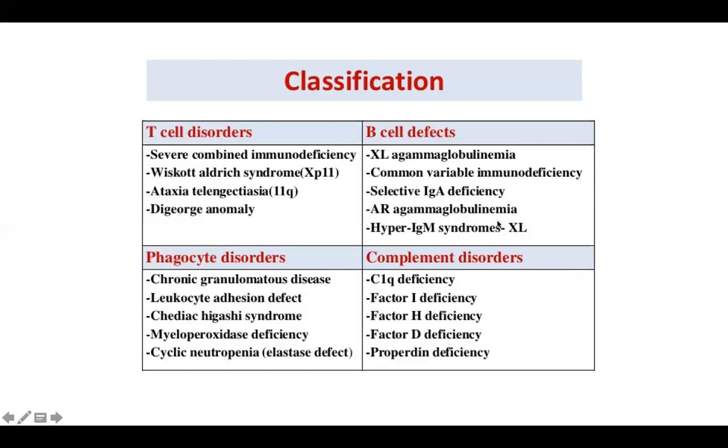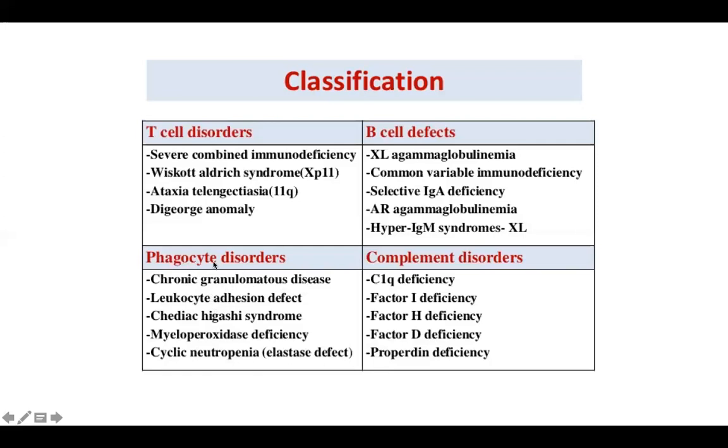And then agammaglobulinemia. Okay, we'll just look at the Hyper-IgM, X-linked Hyper-IgM syndrome. We'll look at that. Okay. Phagocyte disorders: chronic granulomatous disease, leukocyte adhesion defect. So we'll be covering those. You don't need to go into the details of this. Your learning objectives include HIV, but I thought that it's better to discuss some of the primary immunodeficiencies before proceeding to secondary ones.